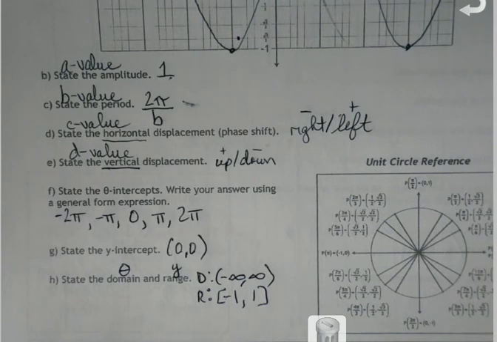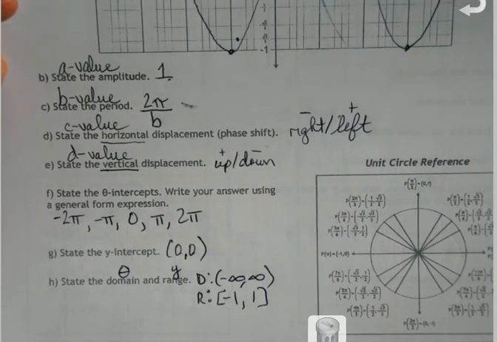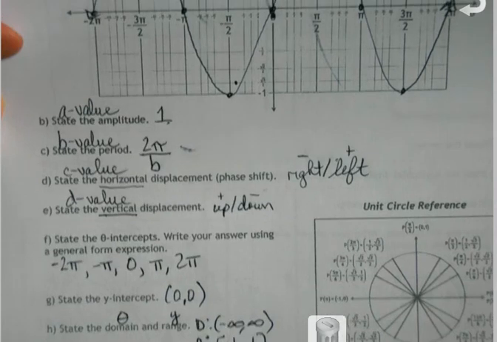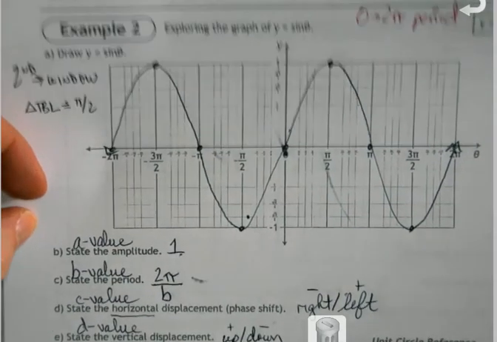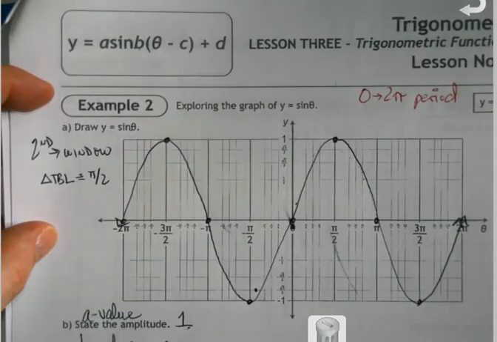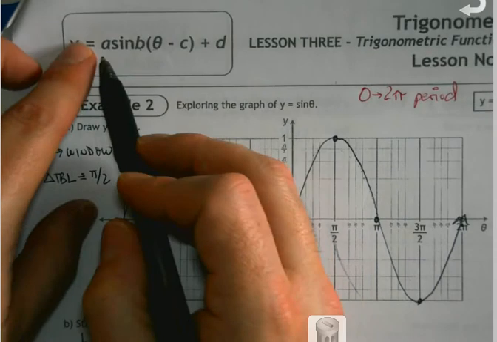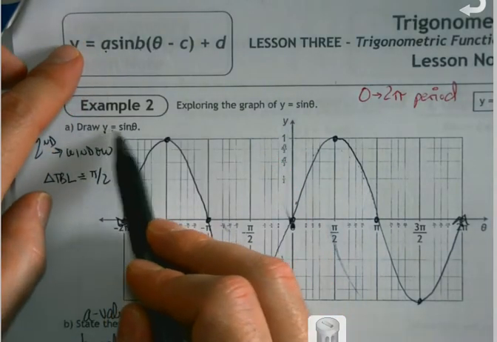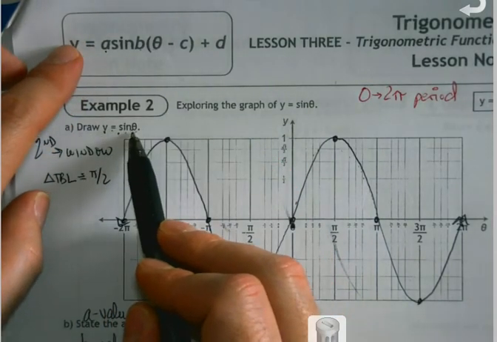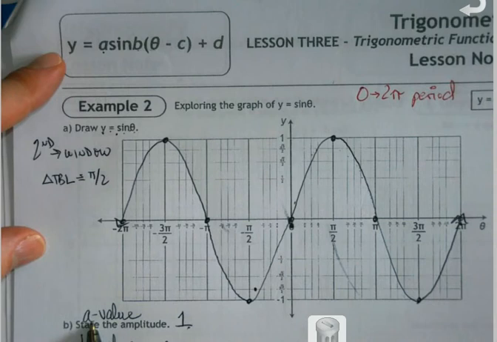How do you get the A value and B value? It's tricky on this first one because we don't have any numbers in front. But let's say, for instance, I put a number in front here, like this said y equals 3 times the sine of theta. That would change my A value. That would change my amplitude.